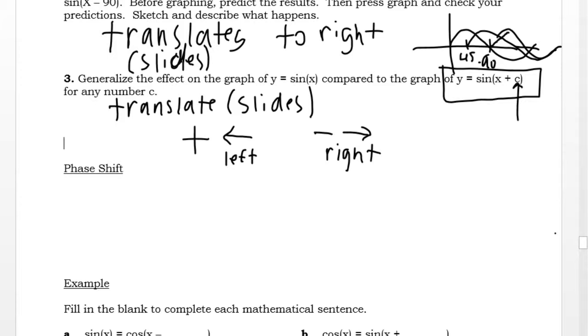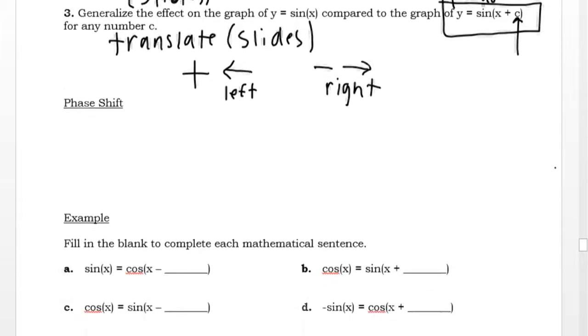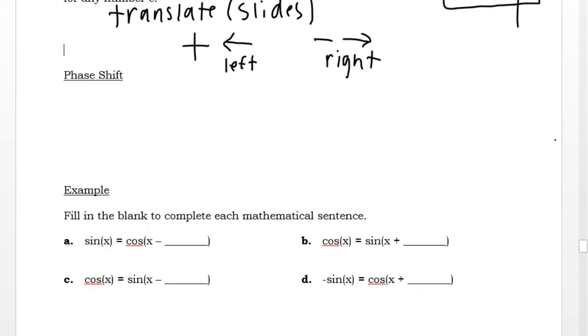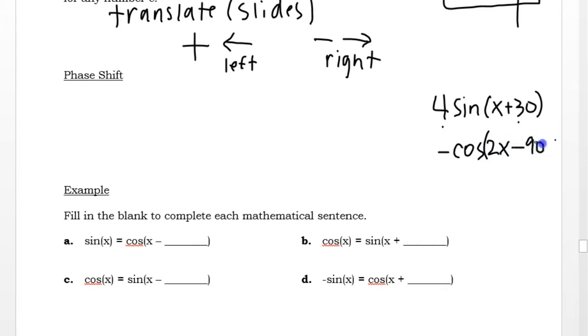Now remember, we can do these things in cooperation with the other transformations. We can do 4 sine x plus 30. The graph will move left 30 and be stretched 4 tall. Or we can do negative cosine 2x minus 90. The graph will move 90 units to the right, have 2 cycles in 360, and be reflected. I don't think I want to do the example, but hopefully just getting that exposure to phase shift is helpful.